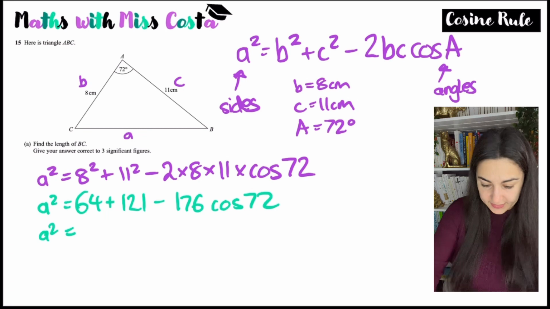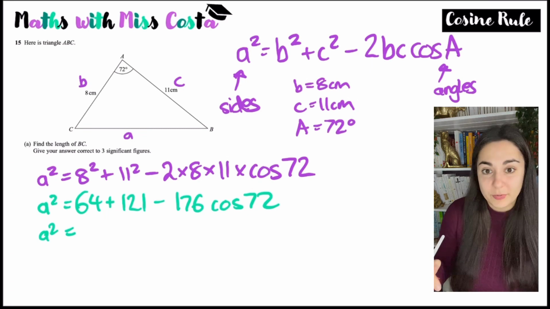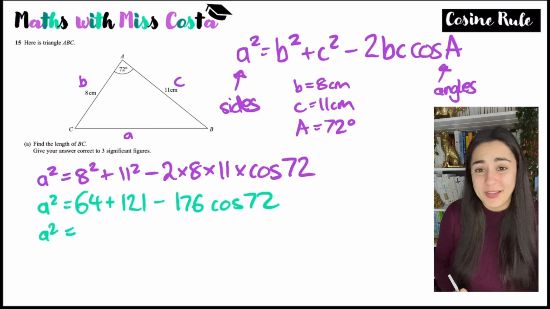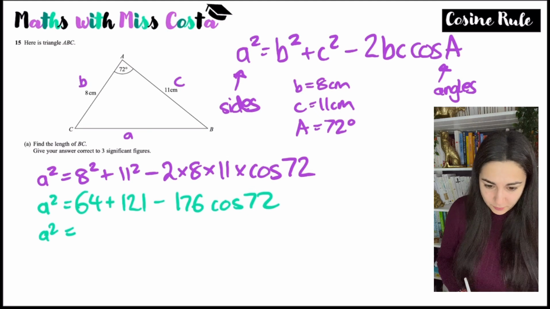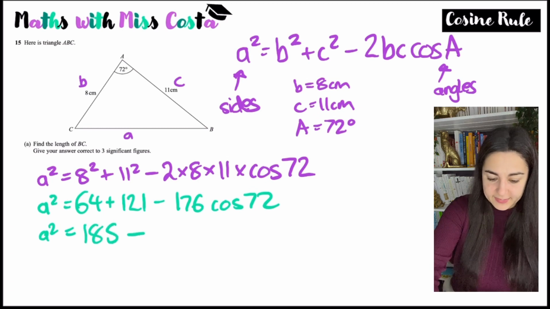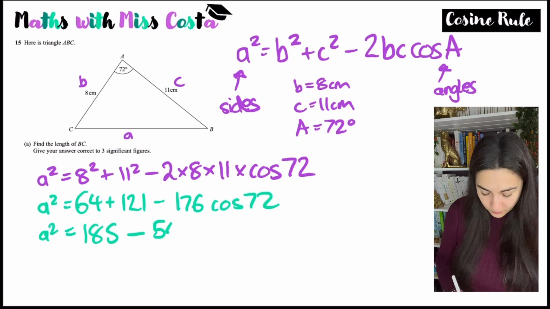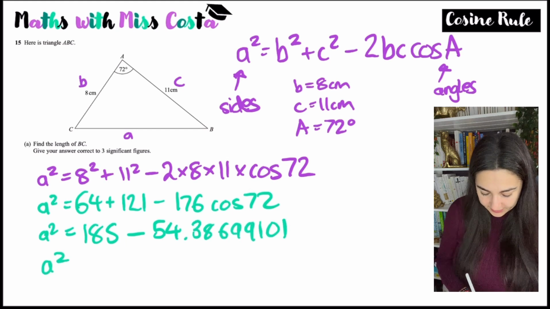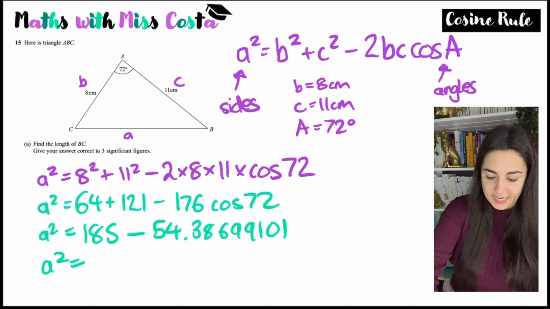So a squared is 64 plus 121. Unless you're really proficient at calculators and you know how to do this, I would do it bit by bit, just so that you don't make an error on the calculator. So 64 plus 121 is 185. Take, now into your calculator, type 176 cos 72. And that is 54.3869901. So a squared is going to be, you could do 185, take away ans.